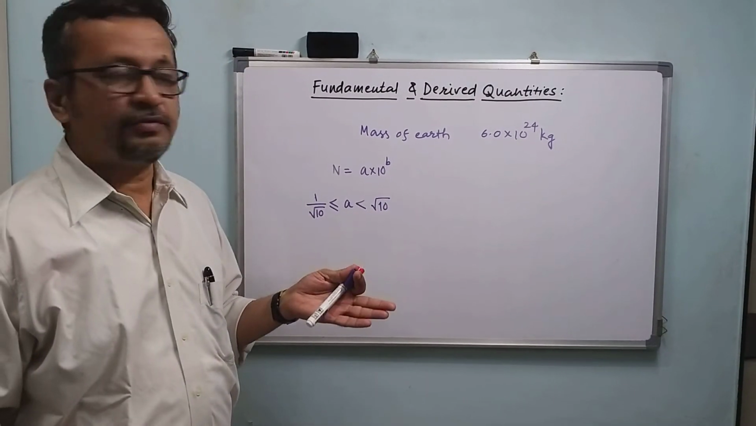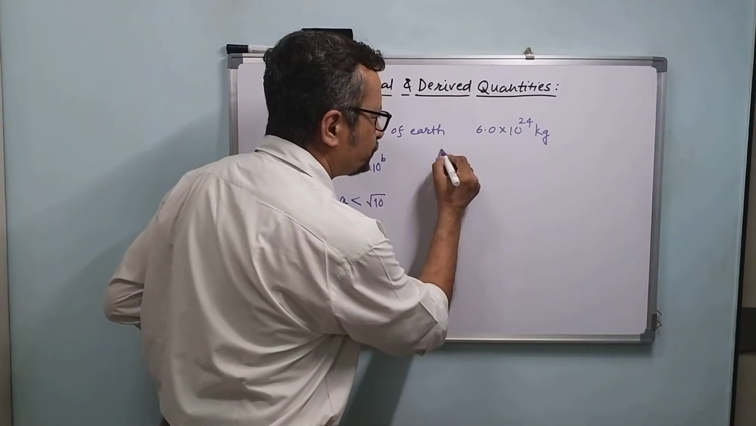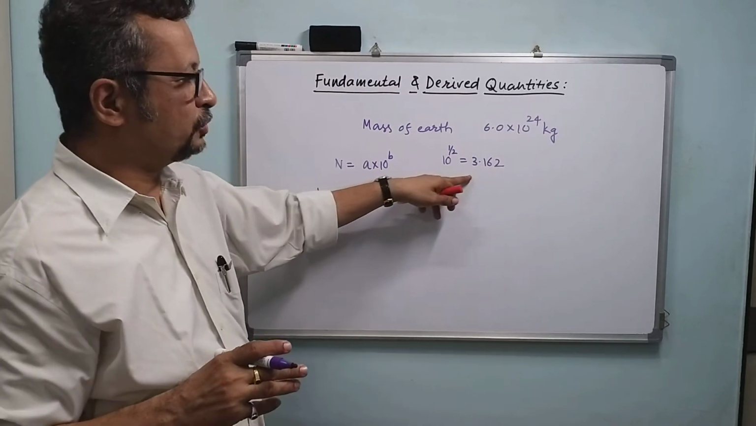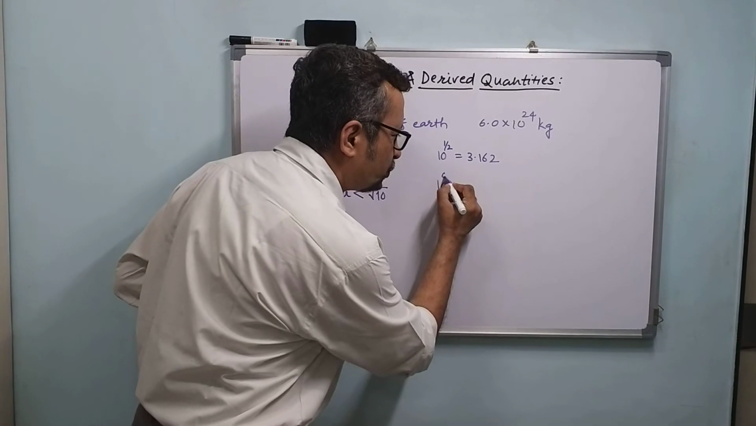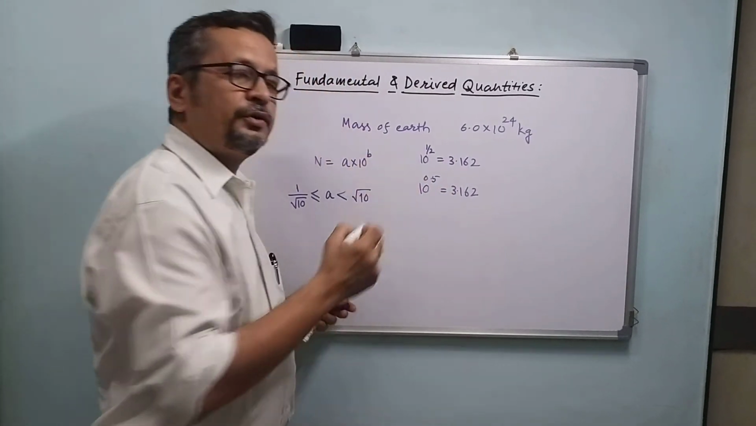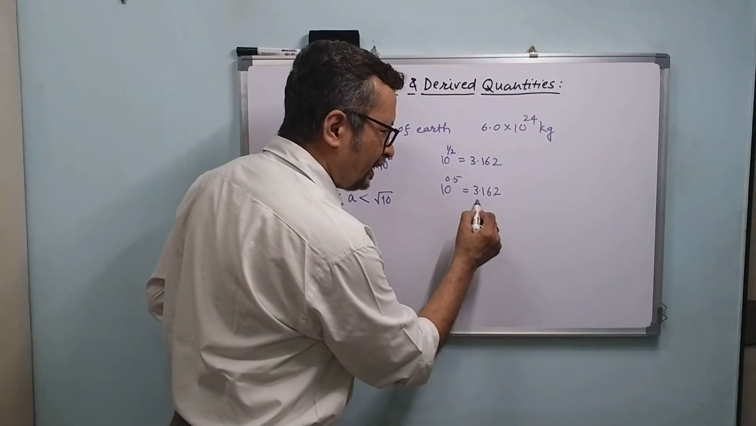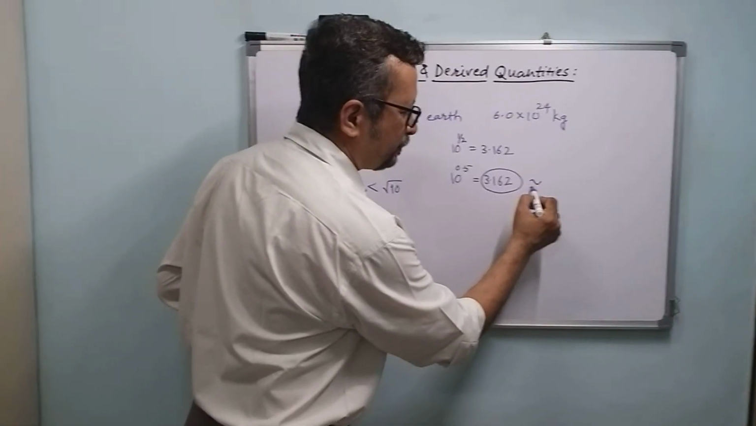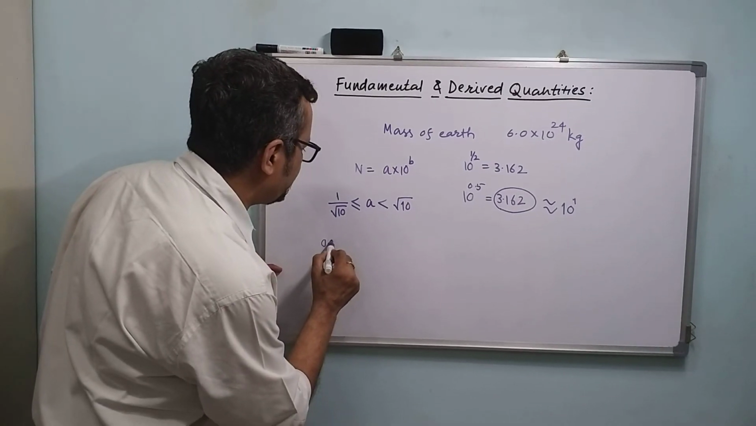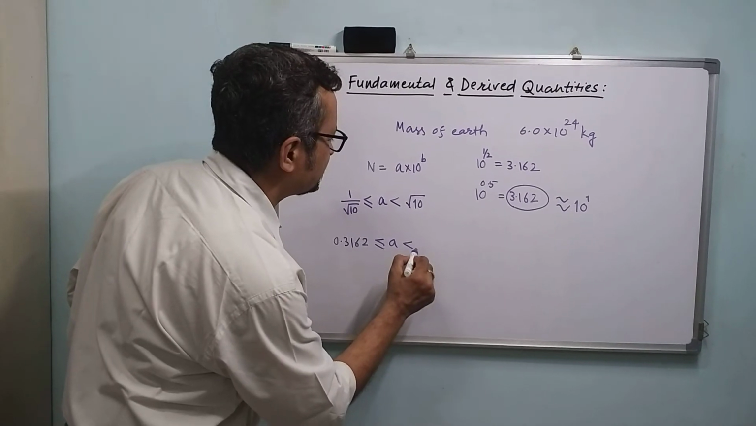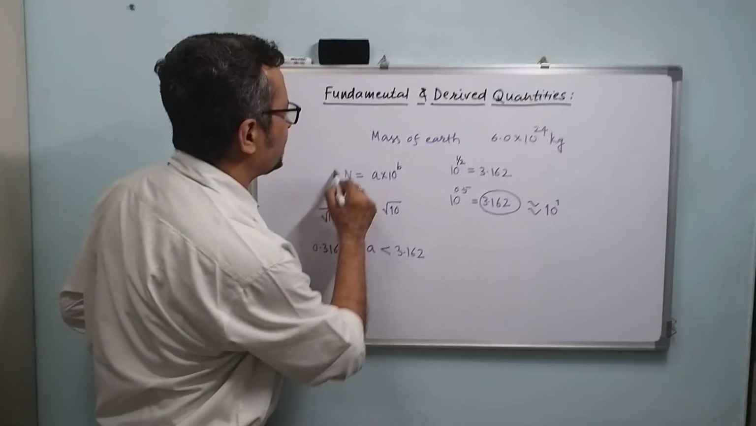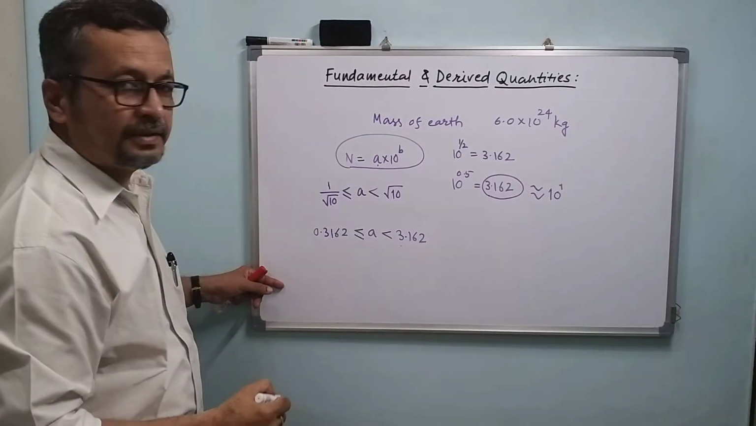Now, why this root of 10? If you find square root of 10, so here 10 raised to power half is equal to 3.162 approximately. It is 3.16177 something, but then I am approximating it to 3.162 here. Okay. Now 10 raised to power 0.5 is 3.162. But when I round off my digits, this 0.5 would be rounded off to 1, correct? So whenever I have something like this, I would call it approximately 10 raised to power 1, and that is the logic behind this. So now here my 0.3162 is less than or equal to a, and a is less than 3.162. So I should be expressing a given number in this form such that value of a lies between these two numbers.